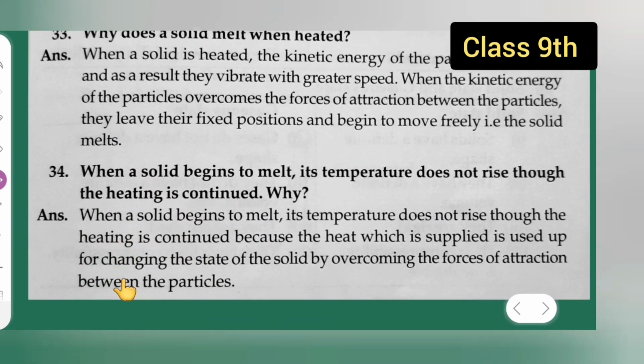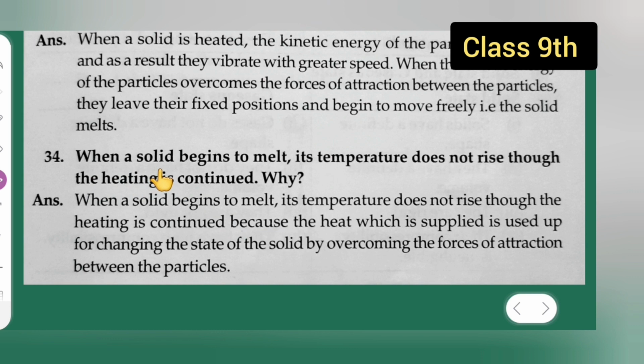Okay. Moving towards the next question. When a solid begins to melt, its temperature does not rise though the heating is continued. Why? Answer. When a solid begins to melt, its temperature does not rise though the heating is continued because the heat which is supplied is used up for changing the state of the solid by overcoming the force of attraction between the particles.